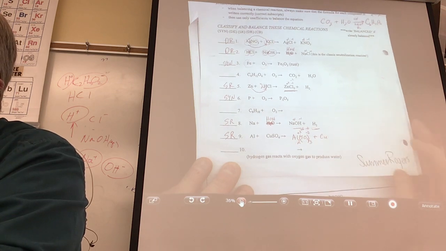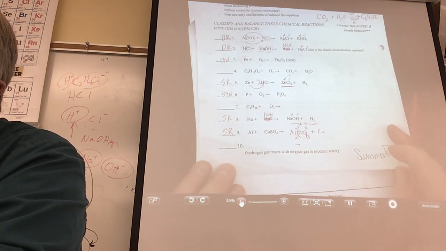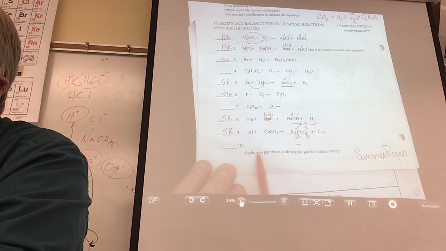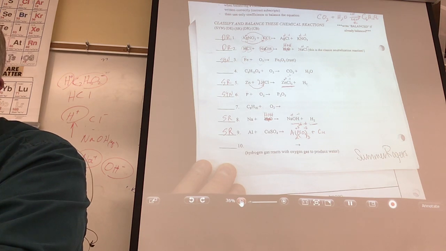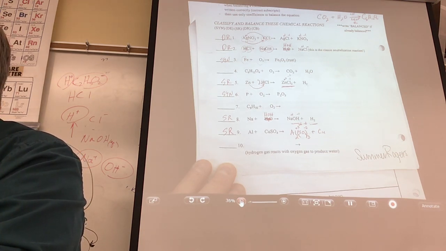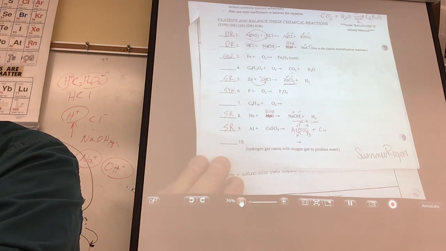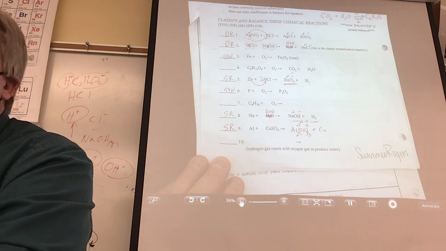Now, let me give you one more hard one. Look at number 10. Hydrogen gas reacts with oxygen gas to produce water. It's going to be a hard one. See if you can do it. See if you can write that equation out.